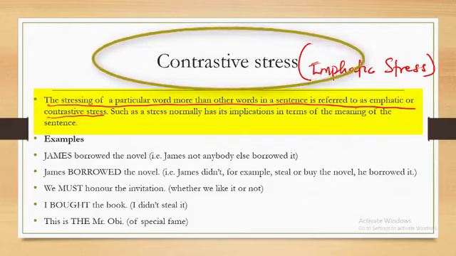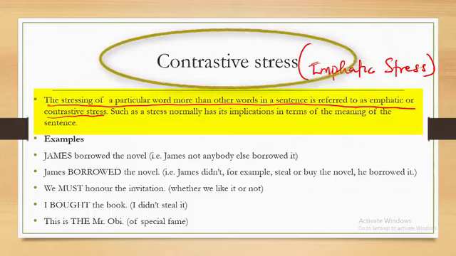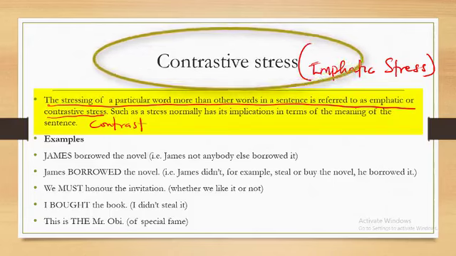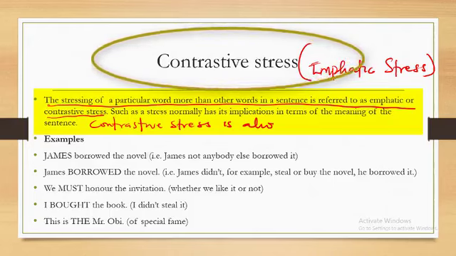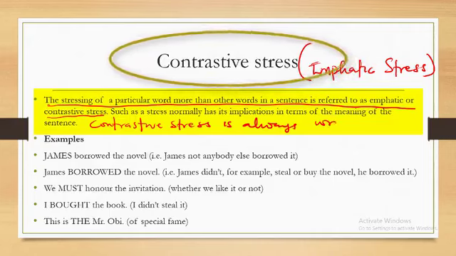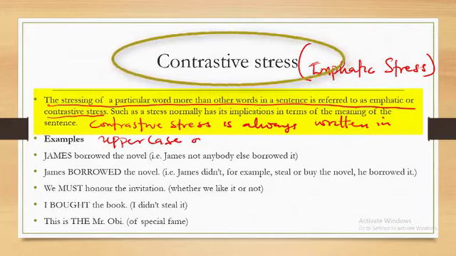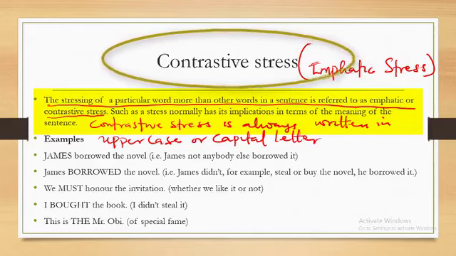Okay, there's a particular word in a sentence that is stressed. And that word is always written in uppercase letters, or what you call capital letters. So let me write that out. Contrastive stress is always written in uppercase or capital letters. So that's how we get that.